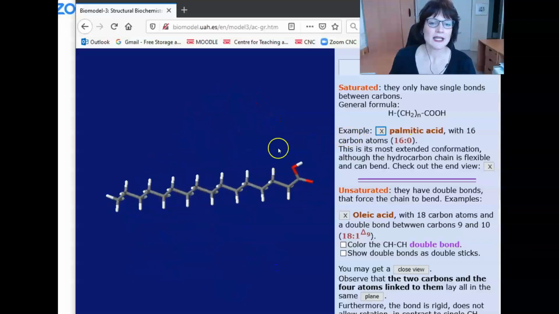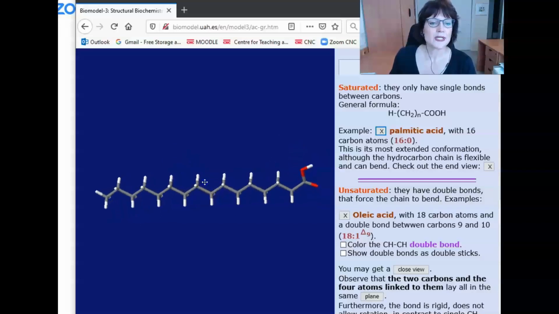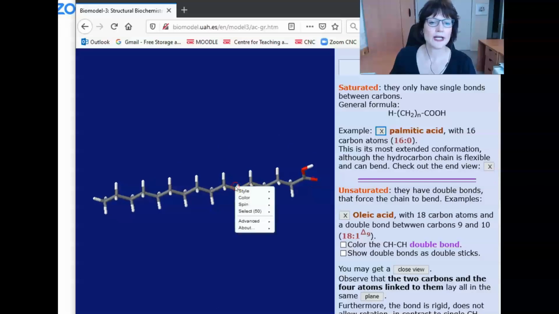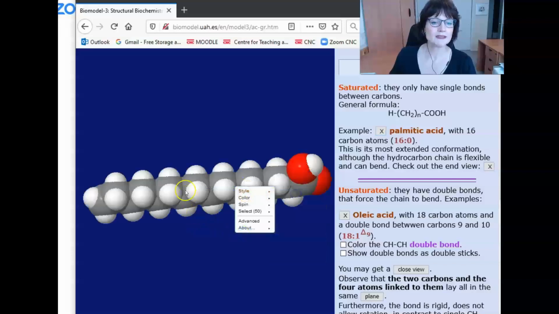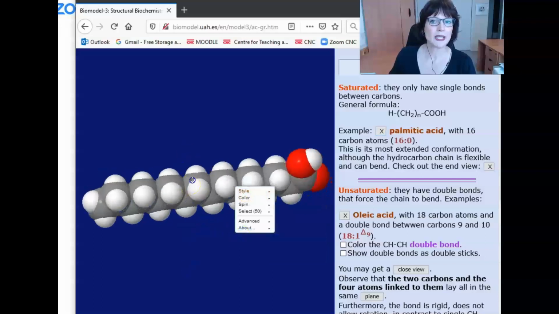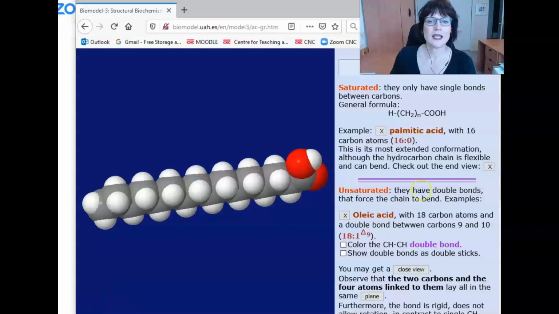It has a carboxyl group, C double bond O, OH. Here are the carbons in gray and the hydrogens in white. And you can see the 3-dimensional structure, if you look at it from a space-filling model, see how they're planar. And let's compare it to an unsaturated fatty acid, like oleic acid.